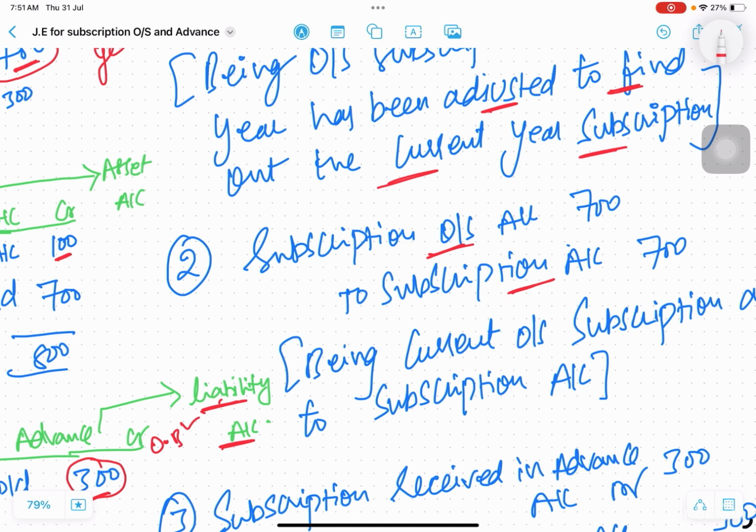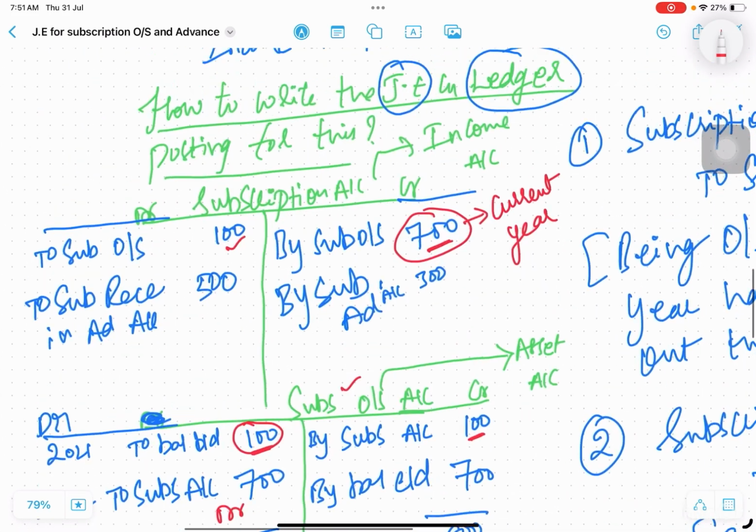See, very clear. If you write these journal entries, or if you read these journal entries before doing ledger posting, you will be confused. So first do the ledger posting, then you write the journal entries. Okay. Yes. Next.